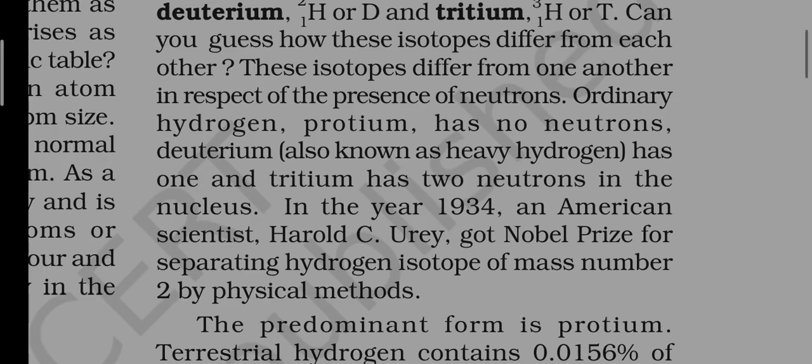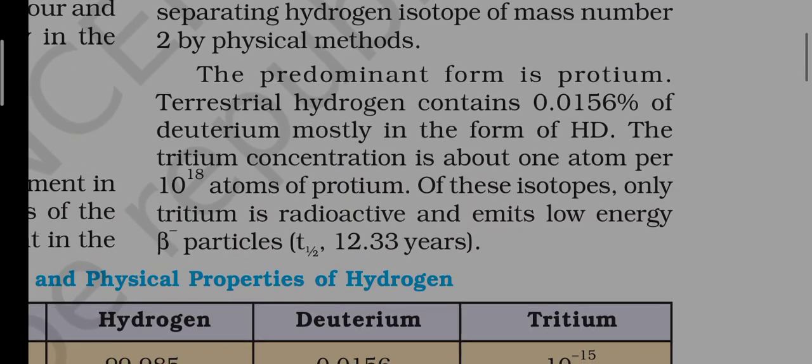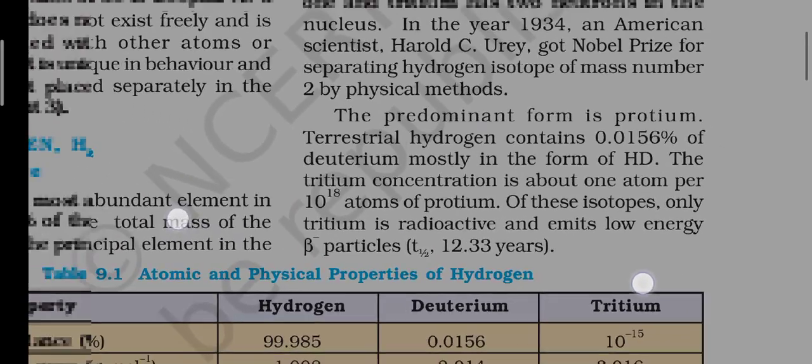In the year 1934, an American scientist, Harold C. Urey, got Nobel Prize for separating hydrogen isotope of mass number 2 by physical method. The predominant form is protium. Terrestrial hydrogen contains 0.0156% of deuterium, mostly in the form of HD. The tritium concentration is about 1 atom per 10¹⁸ atoms of protium. Of these isotopes, only tritium is radioactive and emits low energy beta particles.